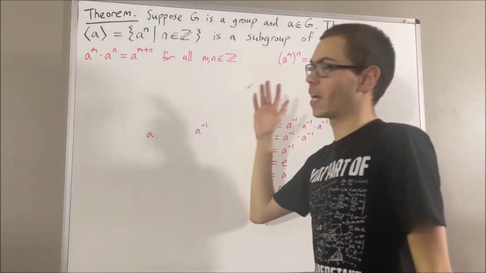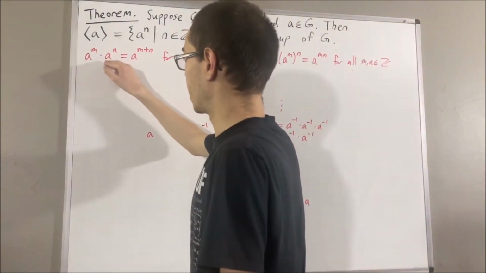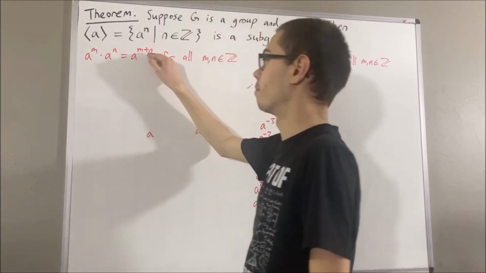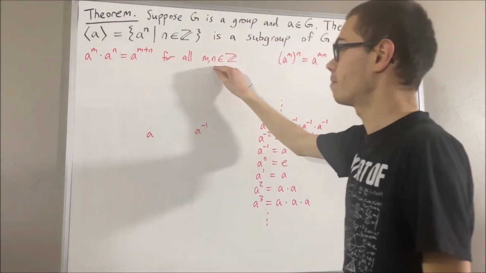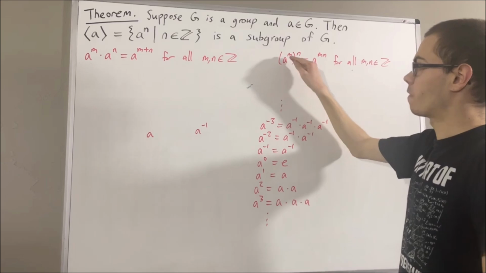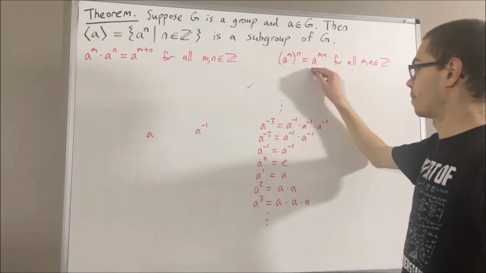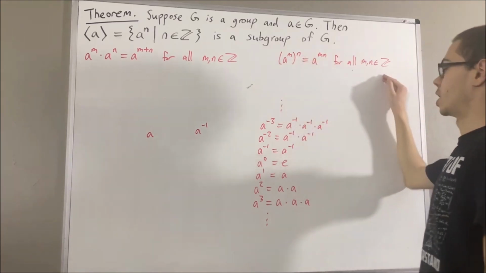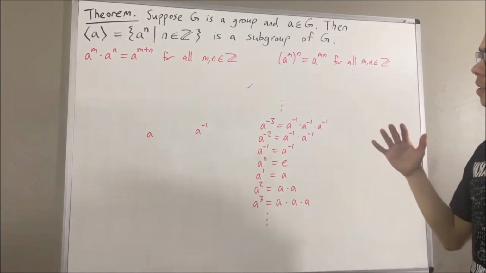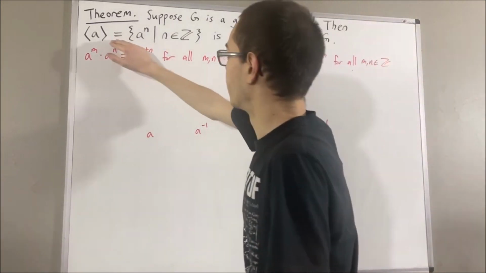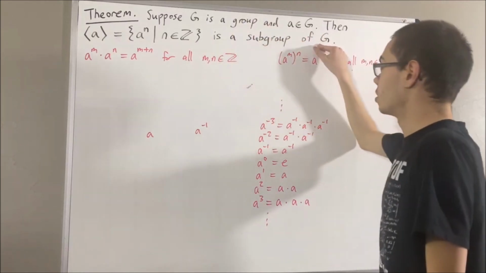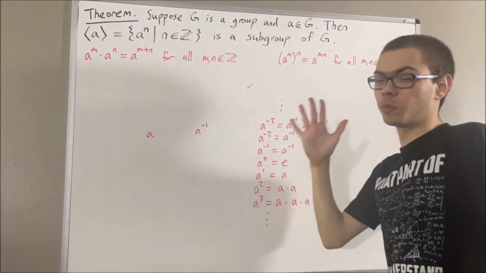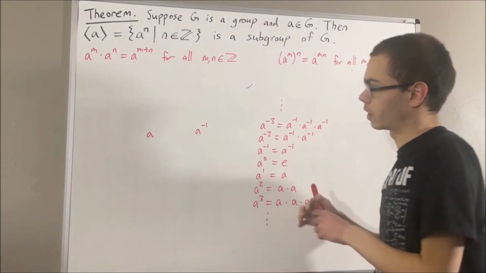Given any group element A, A to the power of m times A to the power of n is equal to A to the power of m plus n for all integers m and n, and A to the power of m, to the power of n, is equal to A to the power of m times n for all integers m and n. Now, to prove that this set is a subgroup of G, we are going to use the one-step subgroup test, which tells us the following.